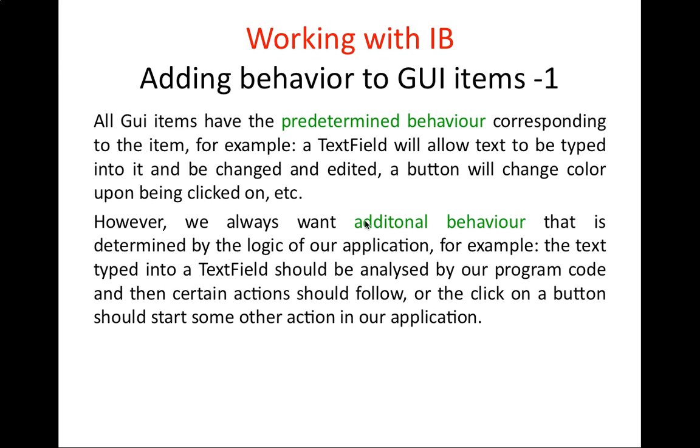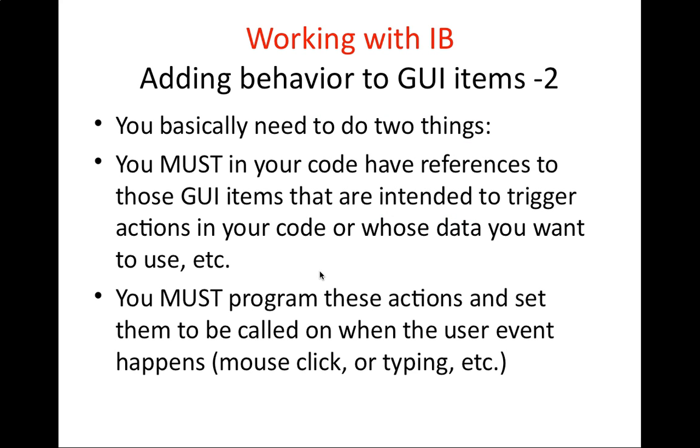We always want additional behavior that's determined by the logic of the application as well. So for example, a text typed into text fields should be analyzed in the program code, and then certain actions should follow perhaps, or clicked on a button should start some other action in the application. So you basically need to do a couple of things to coordinate the behavior. So you must, in your code, have references to the GUI, which you intended to trigger by the action in your code, and the data that you want to use for that particular action, which is where this action sort of thing comes from. So the outlet is the object, the action is the behavior that's going to occur when the outlet is actually used.